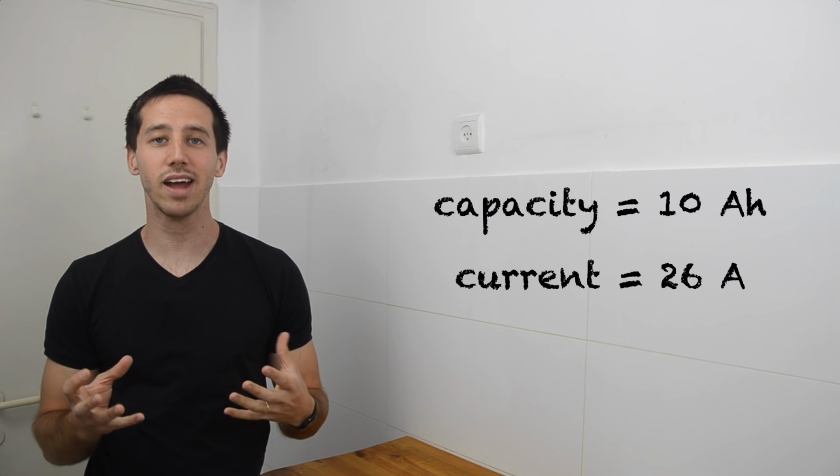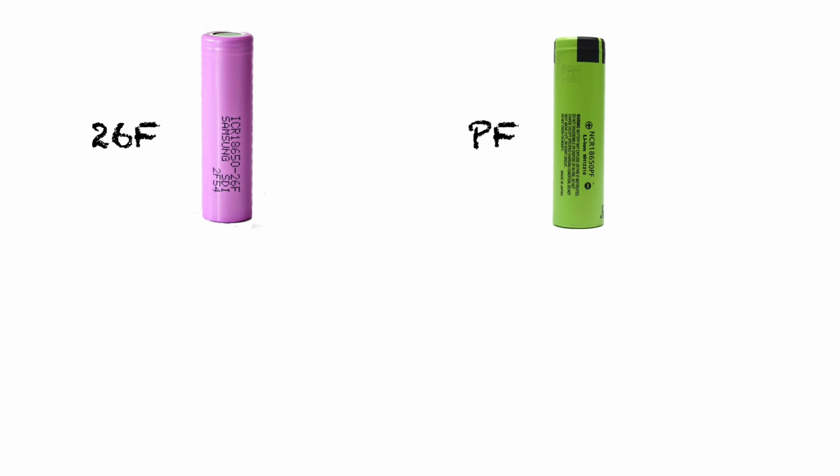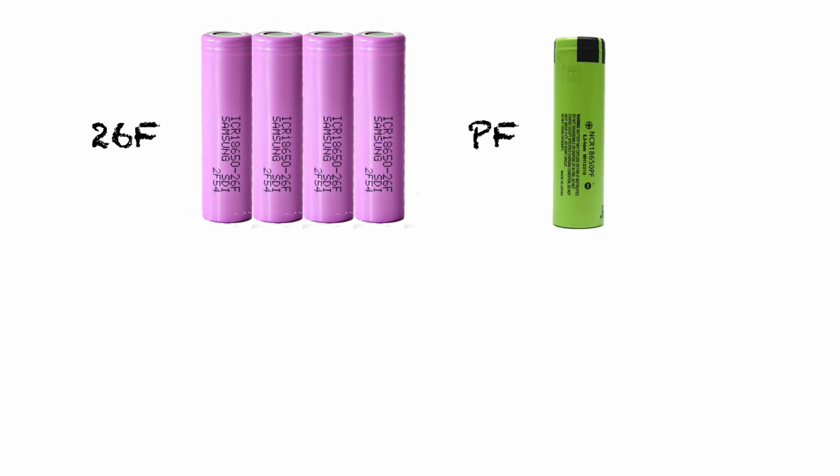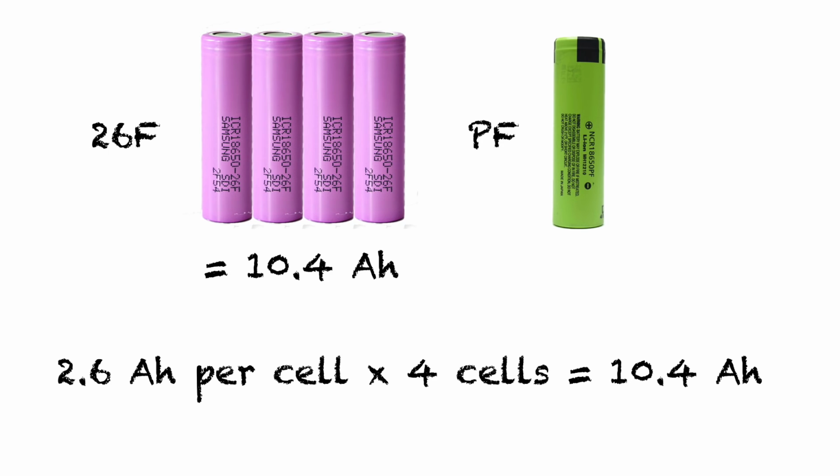Now let's look at building that battery pack from Ishmael's question. You'll remember, he wanted to build a 10 amp hour pack for a 26 amp controller. Now, we can't build exactly a 10 amp hour pack with either of these cells, but we can get close. With the 26F cells, we can use 4 in parallel, and that'll get us 10.4 amp hours, where 2.6 amp hours times 4 cells equals 10.4 amp hours. That's pretty close to the 10 amp hours in the original question.